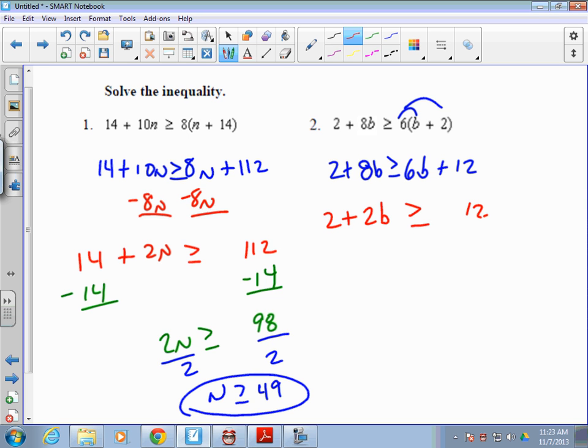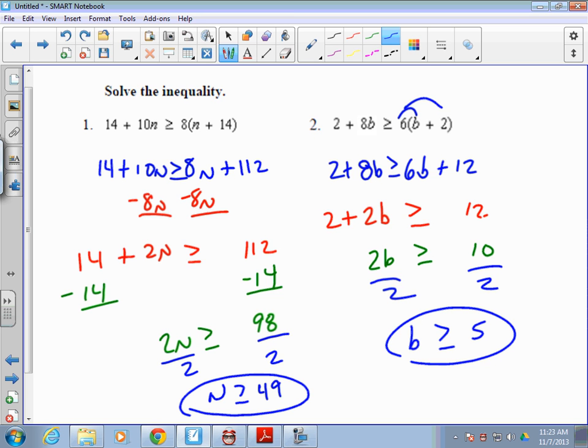Then move positive 2 to the left side by subtracting it. You have 2b is greater than or equal to 10. And then get b by itself by dividing by 2 on both sides. So b is greater than or equal to 5. You don't have to reverse the symbol again because you divided by a positive number.